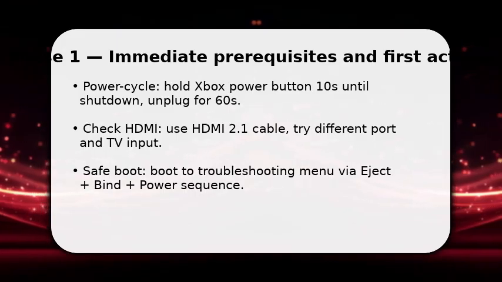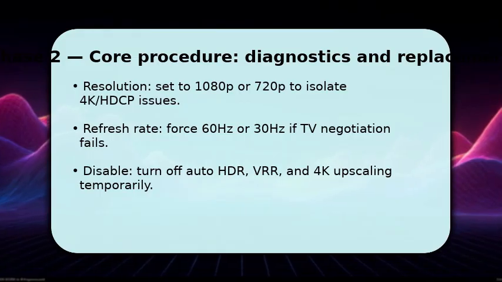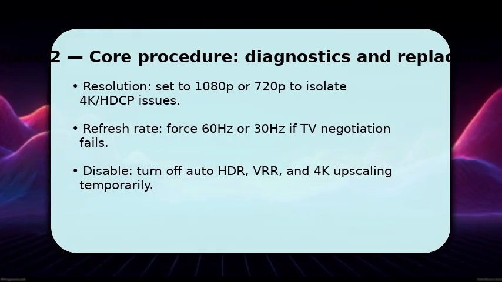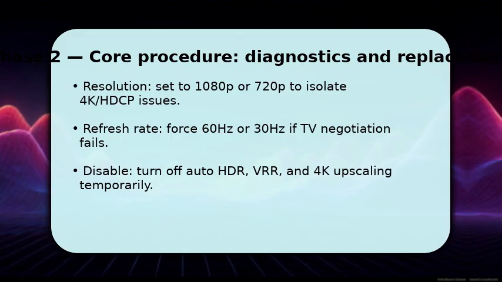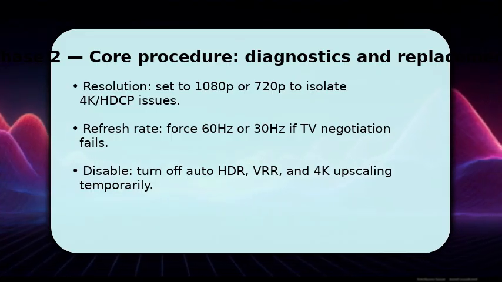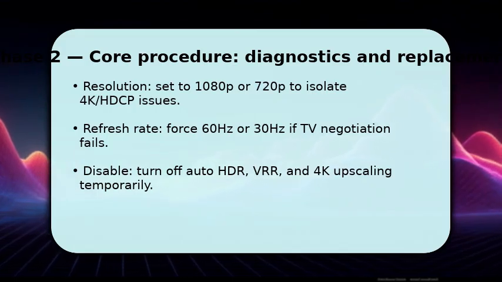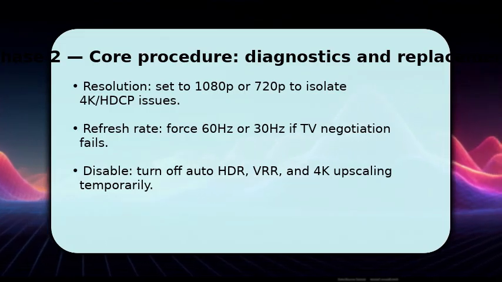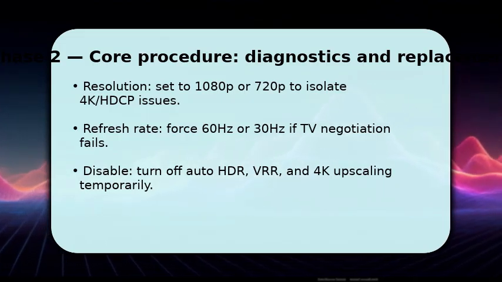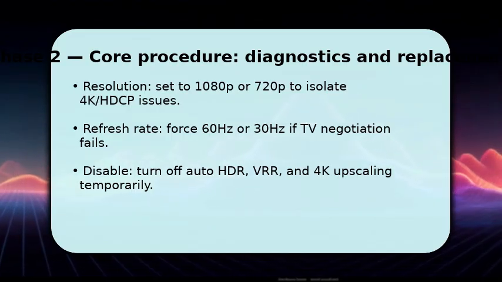Set resolution to 1080p or 720p and force a 60Hz or 30Hz refresh rate, because if 4K or high refresh negotiation fails, graphics will glitch. Then disable Auto HDR, Variable Refresh, VRR, and 4K upscaling. These features often trigger handshake errors with some TVs. While doing this, watch for stable output. If the image holds, you've isolated a settings or negotiation problem.